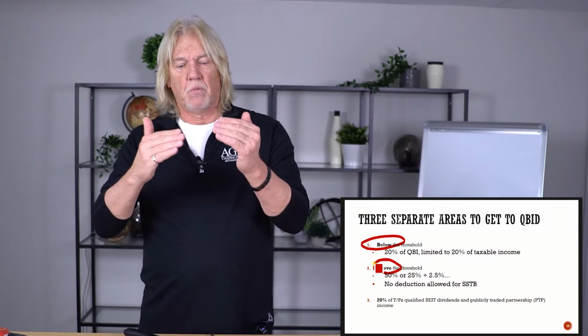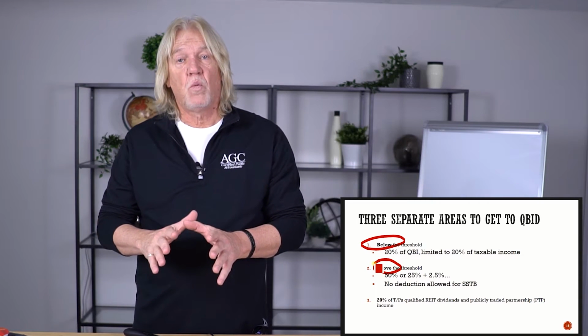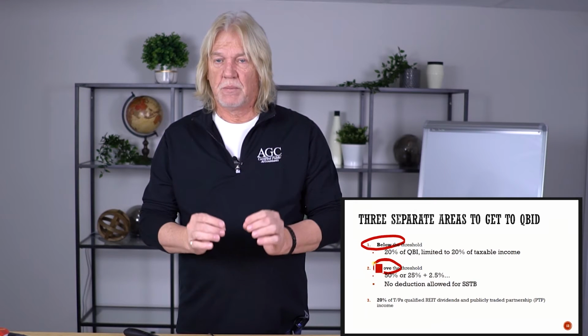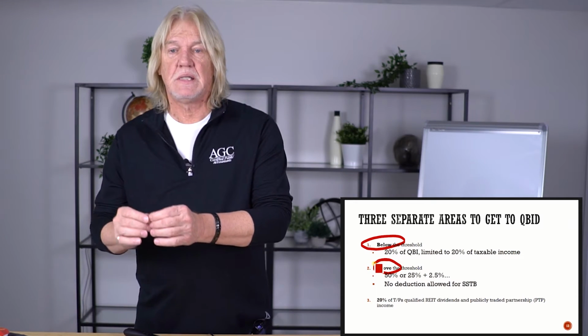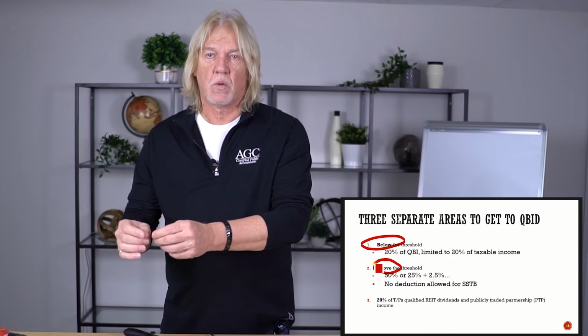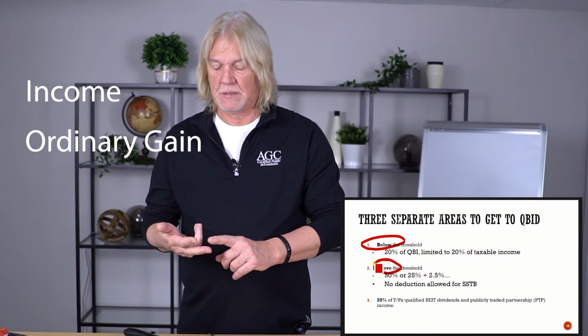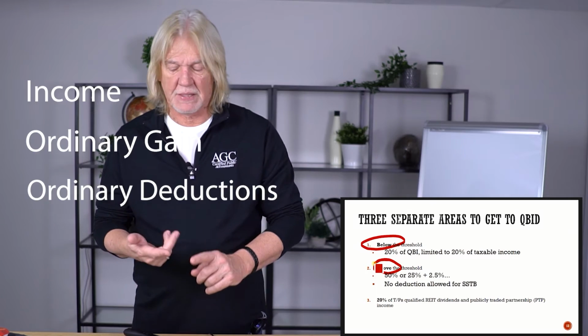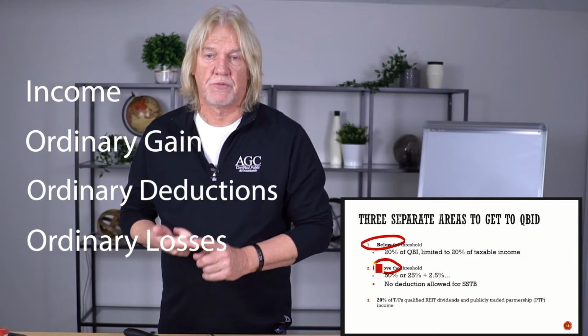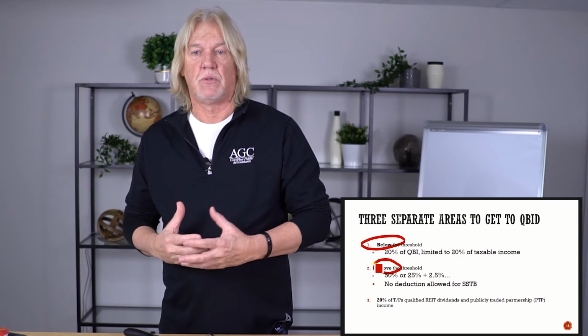But we've got to have some bar, that bar being a threshold. If you're below that, then we need to keep it simple. And that is, if you're a qualified trade or business, you get a 20% deduction on your net qualified income, which is your income from that trade or business, your ordinary gain, your ordinary deductions, or ordinary losses from that trade or business. And in our series here, that's really what we've built up to.